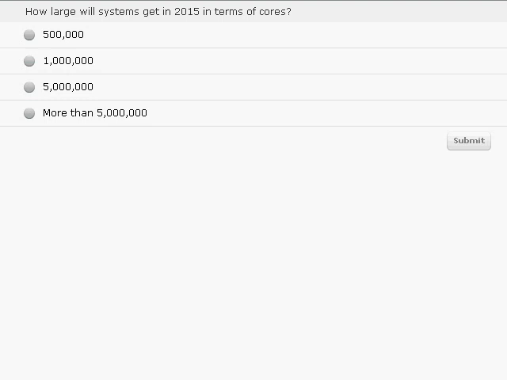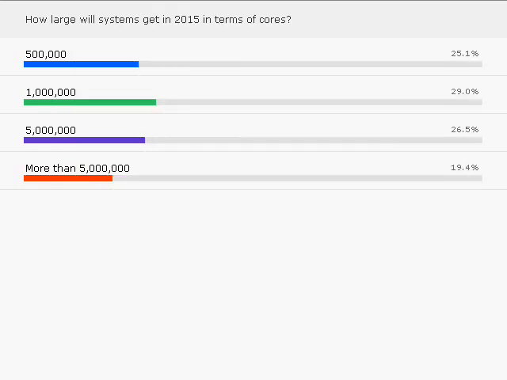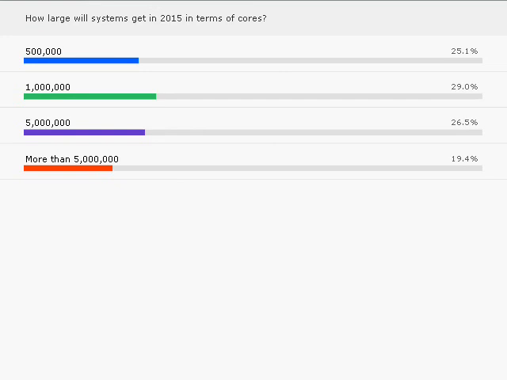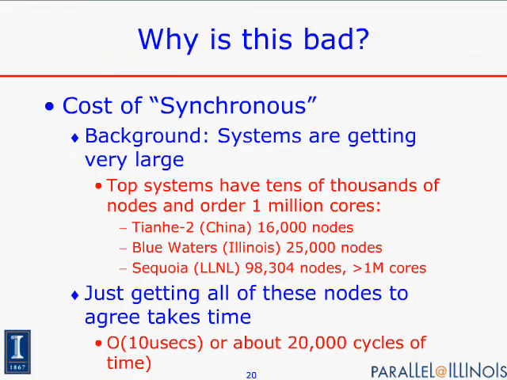There we go. Okay, so here's what the audience thinks, that the large systems will be, again, sort of evenly divided here. 500,000 or fewer, about a quarter; million, about a quarter; 5 million, about a quarter; more than that, about a fifth. So some of you will be surprised to note that large systems today are over 1 million cores. And in a couple of years, I would expect them to be at least 5 million.